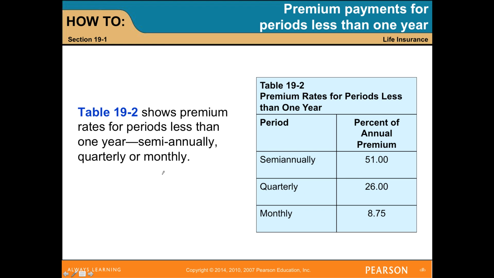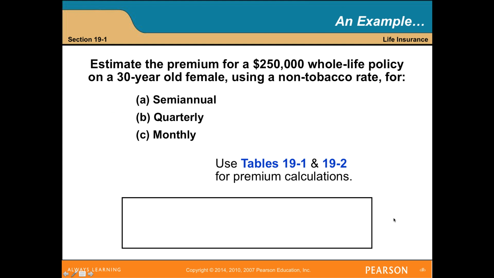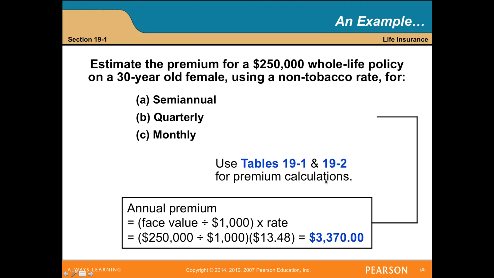Table 19-2 shows the premium rates for periods less than 1 year: semi-annually, quarterly, or monthly. So Table 19-2, premium rates for periods less than 1 year. You have percent of annual premium: semi-annual is 51%, quarterly is 26%, and monthly is 8.75%. As an example, estimate the premium for a $250,000 whole life policy on a 30-year-old female using a non-tobacco rate for semi-annual, quarterly, and monthly rates. And then, of course, refer to Table 19-1 and 19-2 to assist with the calculations.